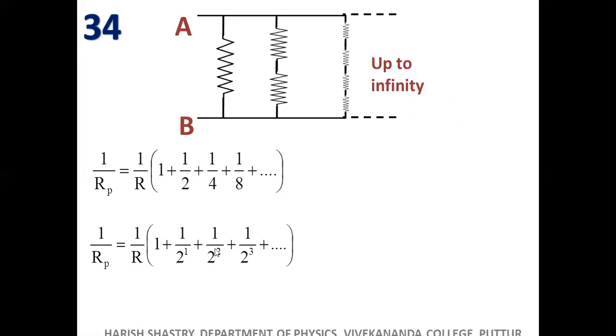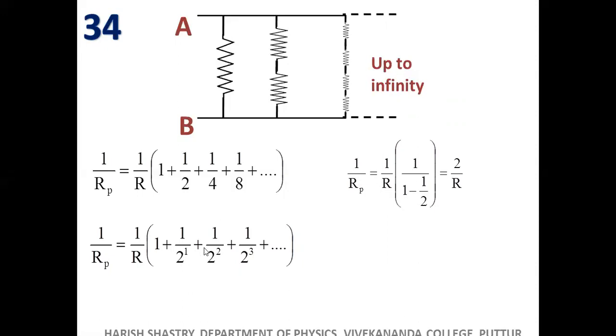So, what is the sum up to infinity for a geometric progression like this? 1 by Rp is equal to 1 by R into first term divided by 1 minus common ratio, right? The sum up to infinity formula you may know from first year mathematics: first term divided by 1 minus common ratio, so 1 minus half. That is half. 2 comes to the numerator. 2 by R, that is the answer here. But this is 1 by Rp. Always you should be very careful in parallel connections, right? So 1 plus this half, 1 by 2 square, 1 by 2 cube, all 1 by 2 is the common ratio.